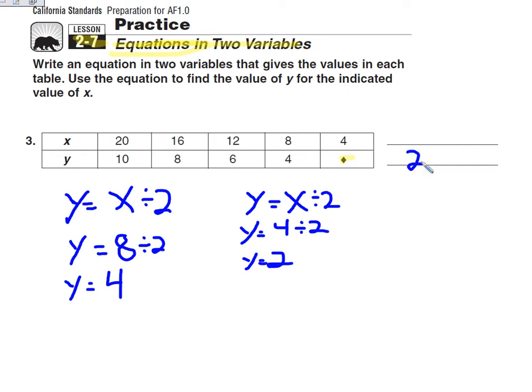The formula is y, y is my output, equals x divided by 2. There we go. And there are 3 or 4 of these, and you just have to find the pattern and make sure the formula you come up with works. Plug in the numbers. See if you wrote the correct formula.